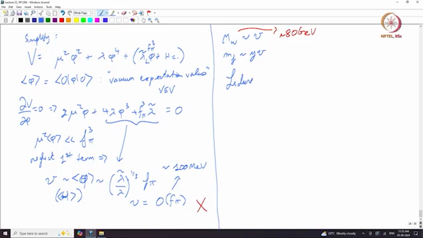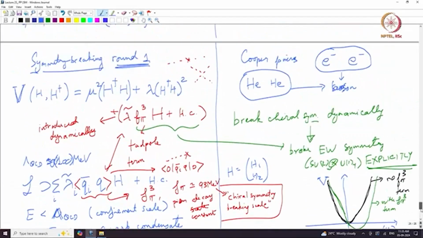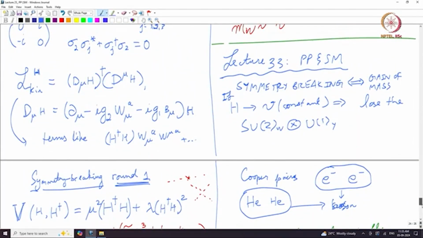So, welcome back to particle physics and the standard model. This is lecture 34, and last time we had our first brush with symmetry breaking in the standard model. We saw a route that nature could have taken, but actually it did not, and we are seeing why it did not take that route.